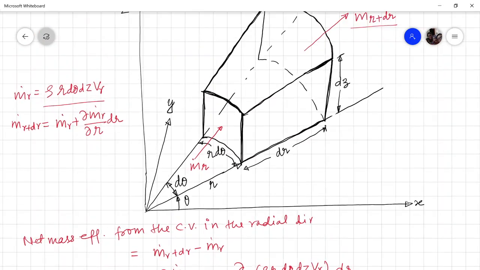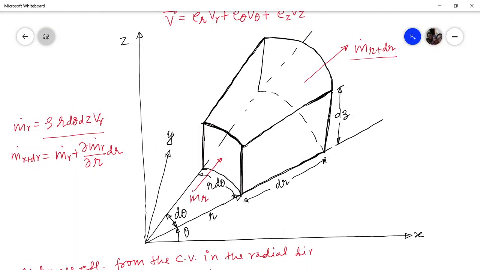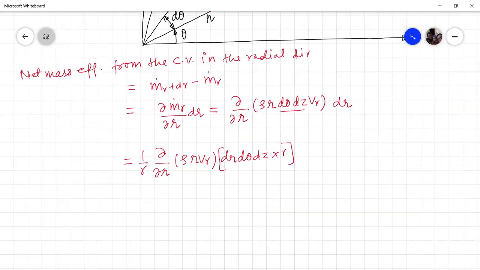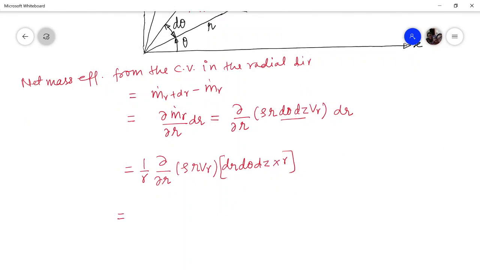Now if you look at this infinitesimal fluid element, then this will be having volume dr d theta, r d theta dr dz. So the volume of this element will be r d theta dr dz. Okay, now what you can do is, you can multiply this equation by r and divide this by r. So this term r d theta dr dz becomes the volume. Therefore, the net mass efflux from the control volume in the radial direction is 1 by r del by del r of rho r vr dv. Okay, so this is the net mass efflux from the control volume in the radial direction.